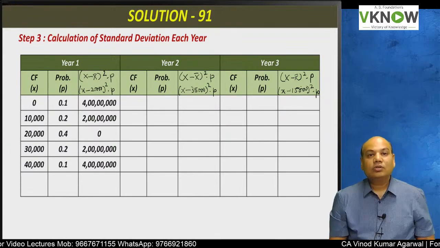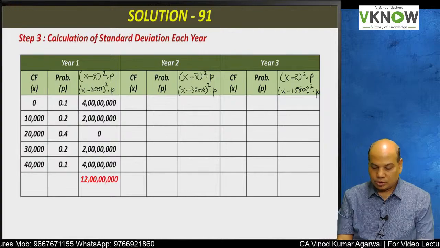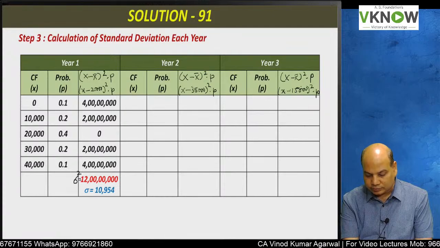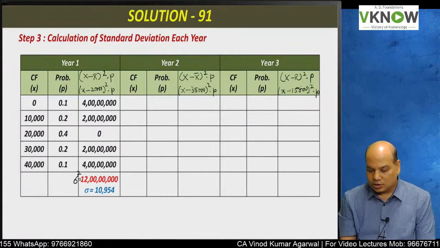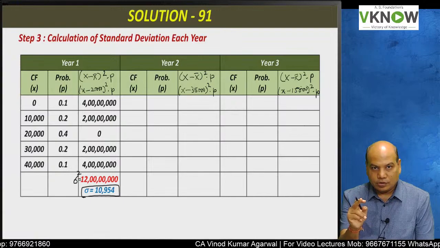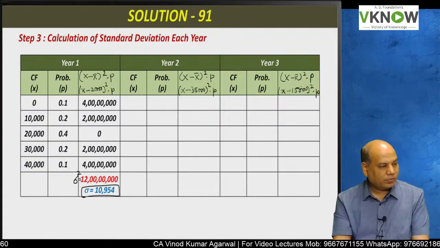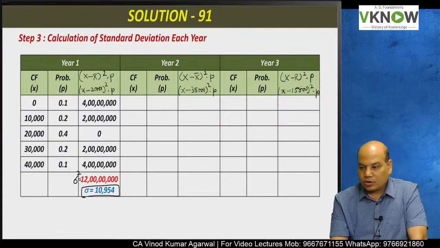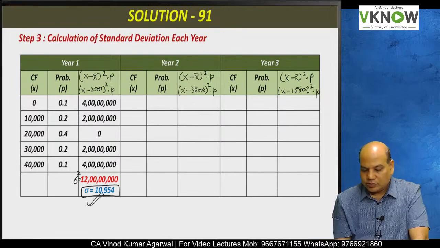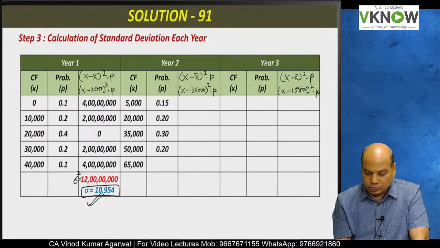Take the total without a calculator: 4 plus 2 plus 2 plus 4, 12 crore. Write this 12 crore as sigma square. Therefore, for the standard deviation, take the number 12 crore on the calculator and press the square root function. You will get 10,954. Please check if it is right. Anybody who got it right? Go to the second year.